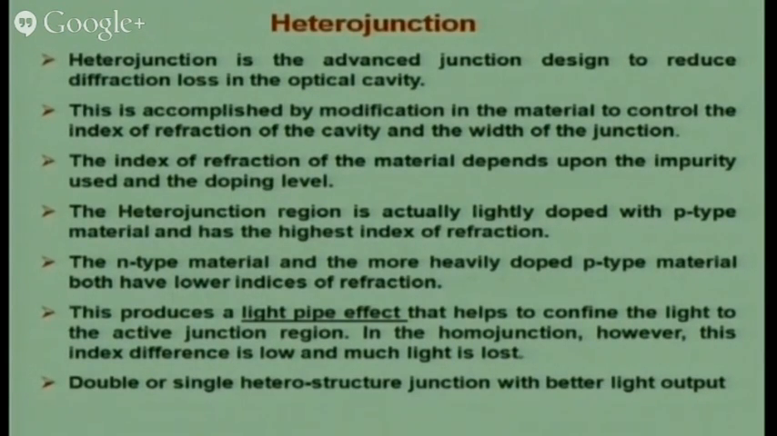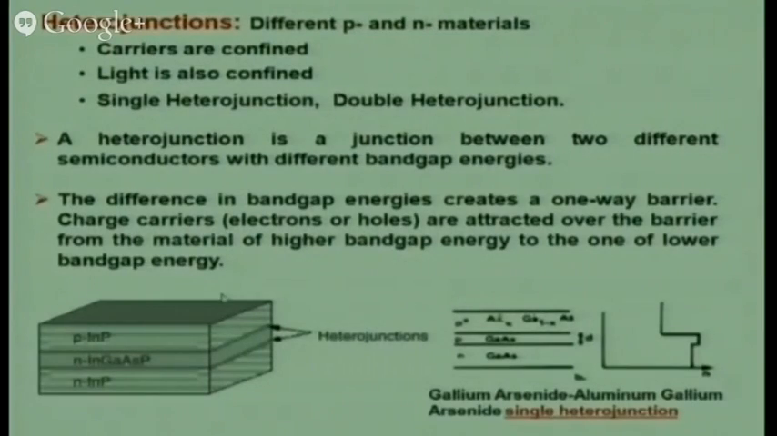So if I dope lightly, it has a high refractive index; if I dope heavily, it has a low refractive index. This produces a light pipe effect. That means I can confine my light carriers within that region of high refractive index, surrounded by low refractive index. In a homojunction, however, this index differential is low and much light is lost. So in this situation, a double or single heterojunction is possible, with better light output.